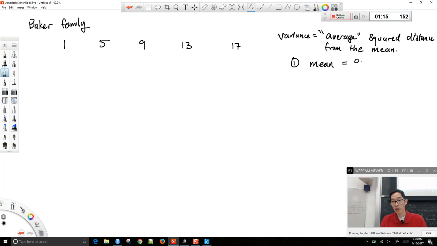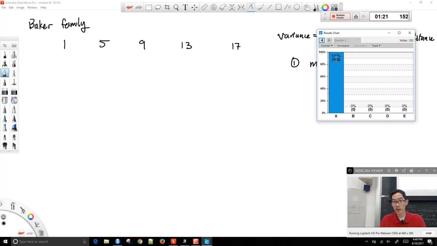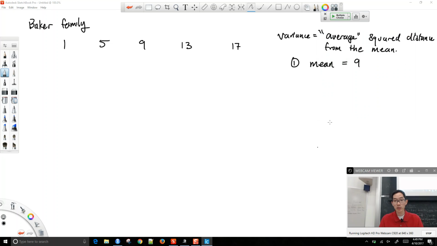The mean: you add those up, you divide by 5, you get 9. Can I close the poll here? Everyone got A? Okay, I'm going to click stop, and everybody gets their points. All right, so the mean is 9.